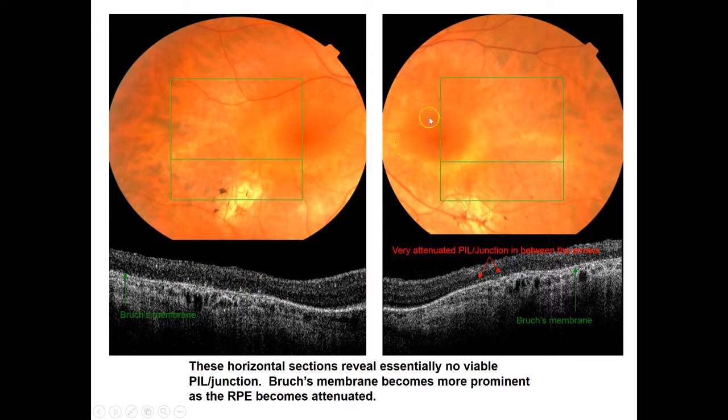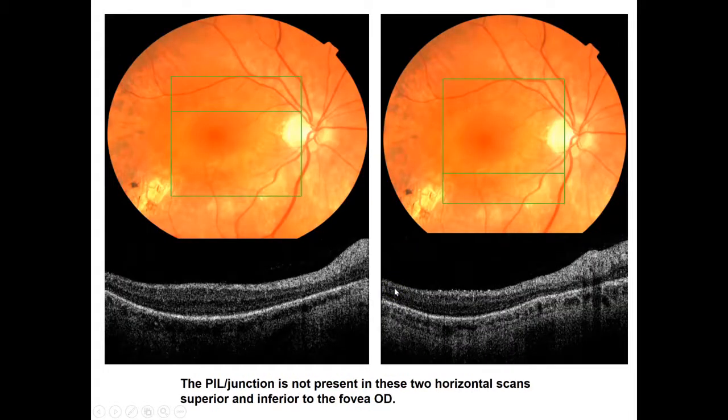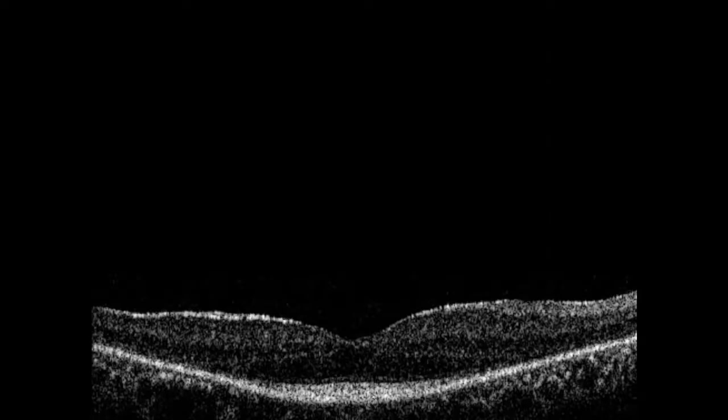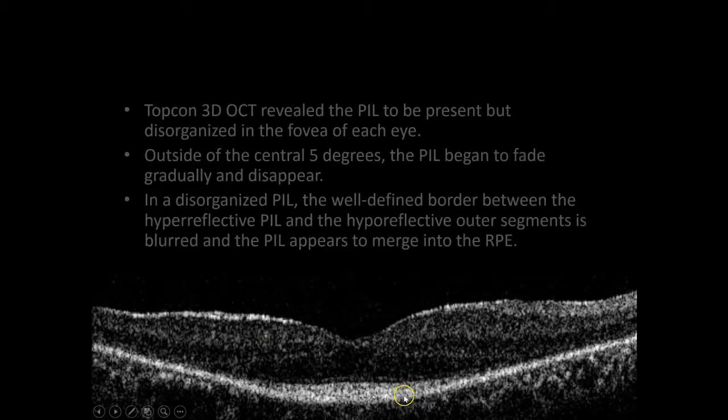And over here in the left eye, again, a cross-section that's not through the fovea, we can see we're missing pretty much the PIL. So it's very typical to be able to look at a fundus, even though there's only subtle fundus abnormalities, and make a diagnosis when we use the OCT. And here's again sort of a blow-up of that.